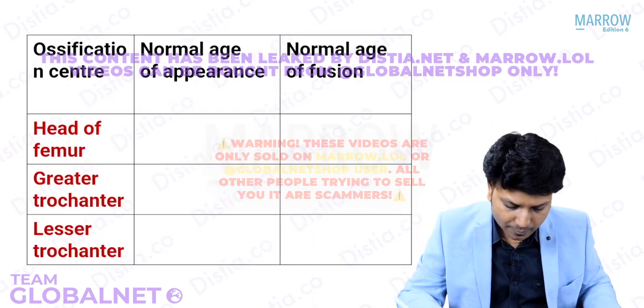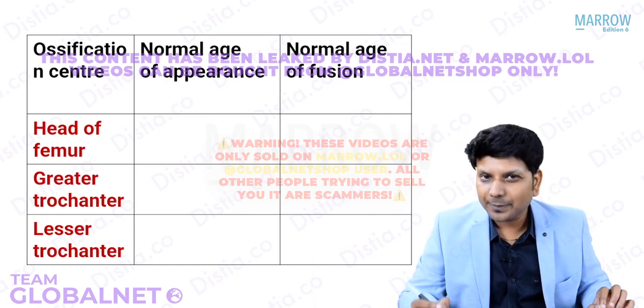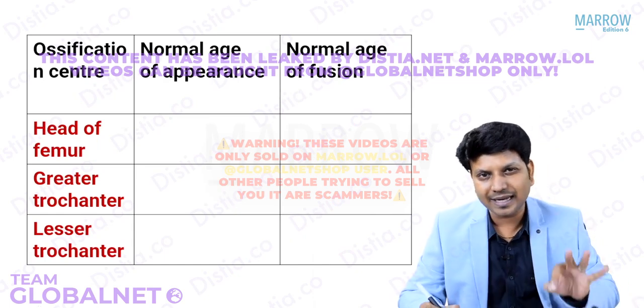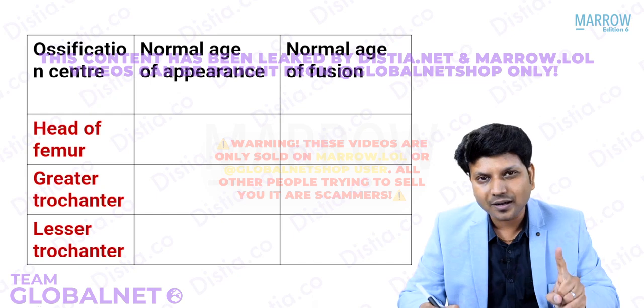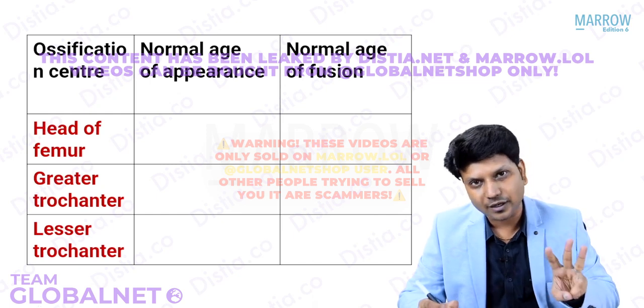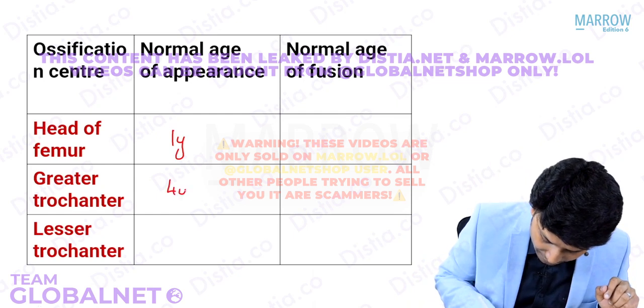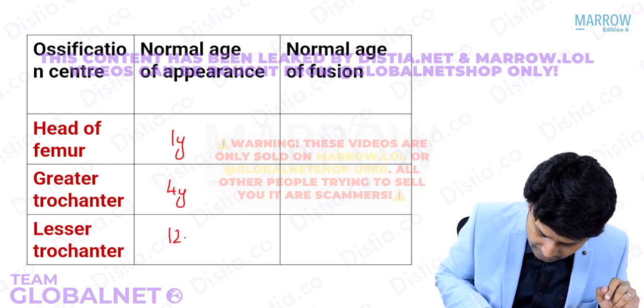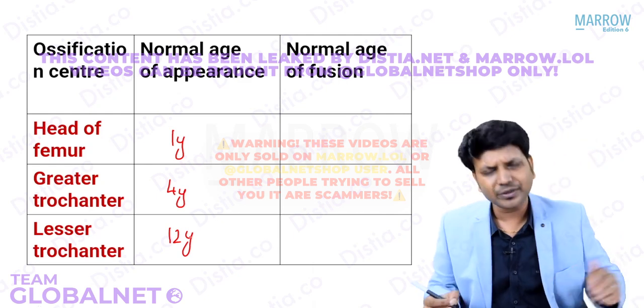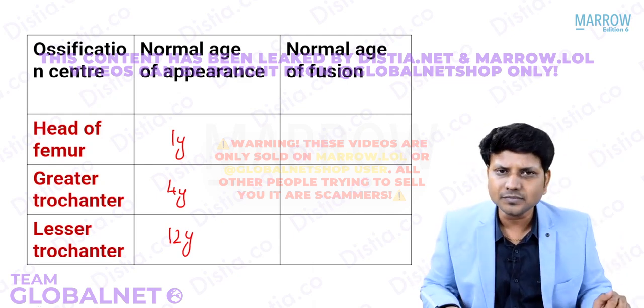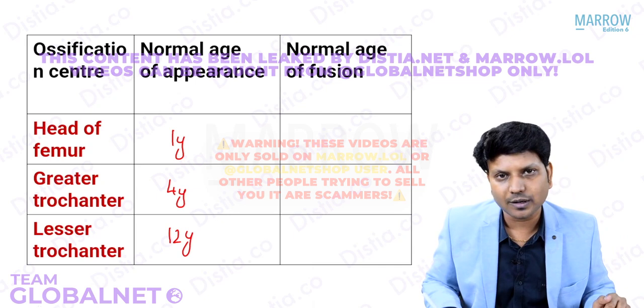Now we'll be discussing the upper end of femur. In the upper end of femur, there are three important centers: head of femur, greater trochanter and lesser trochanter. Head of femur, it is 1 year. Greater trochanter, it is 4 years. And lesser trochanter, it is 12 years. 12 to 14. You can remember 12 years. Okay, 1, 4, 12. 1, 4, 12.